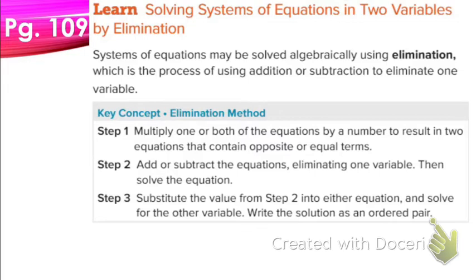All right. Couple things I want to change up at the top of page 109. We have 3 steps for the elimination method, just like we did for the substitution method. Step 1, we want to multiply one or both of the equations by a number to result in 2 equations that contain opposite terms. I want you to cross out where it says or equal. Opposite terms.